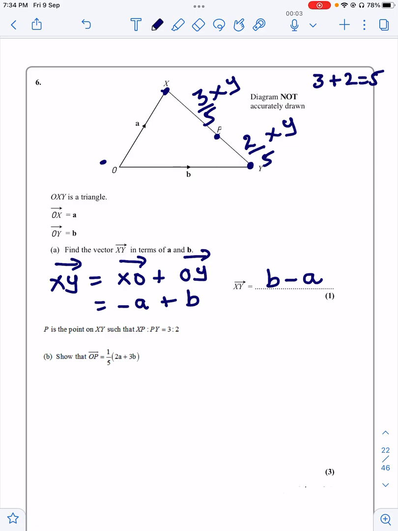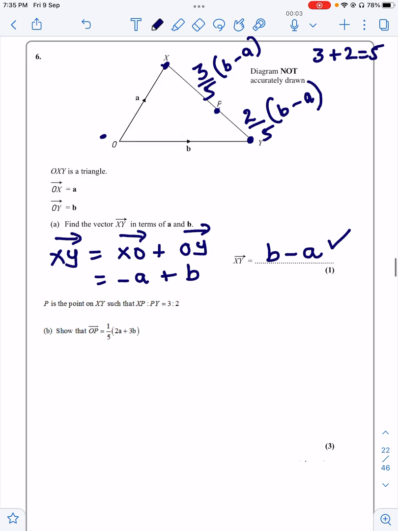And to make it simpler, I have got the value of XY as b minus a. So instead of XY here and XY here, I write 3 upon 5 (b minus a) and 2 upon 5 (b minus a), because XP was a part of line XY and PY was also a part of line XY.